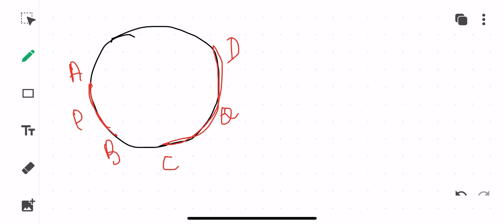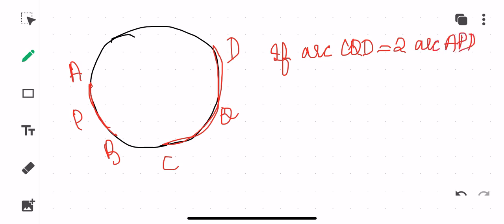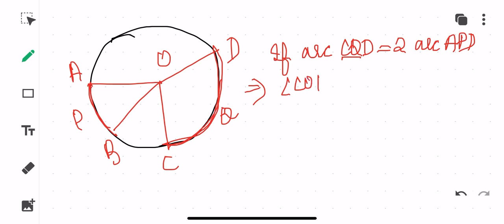So it says that if arc CQD is 2 times the arc APB, then what does this mean? The angle that they are subtending, that is also going to be twice the other. So this implies, what is the angle subtended by CQD, children? If you look into this figure, the angle that is being subtended by CQD is equal to angle COD. So this means angle COD will be equal to 2 times of angle AOB. So this is an important thing that you need to understand.